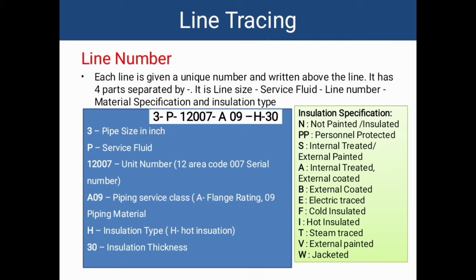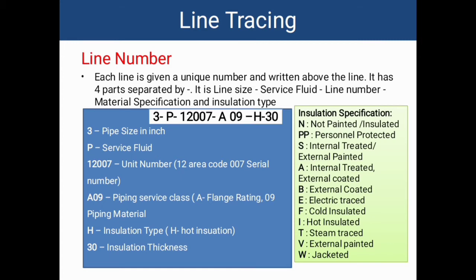So in 12007, 12 is the area, and 007 is the serial number of the pipe. A09 is the piping service class, in which A denotes the flange rating and 09 is the piping material, what type of pipe it is, whether carbon steel, mild steel or stainless steel; the piping details are mentioned. Then H means insulation type. If there is N instead of H, that is no insulation. H means hot insulation. If it is C, it is cold insulation.